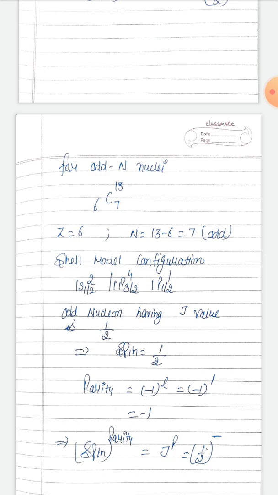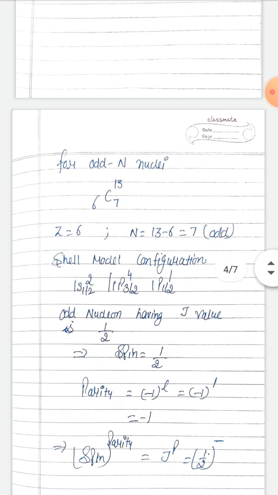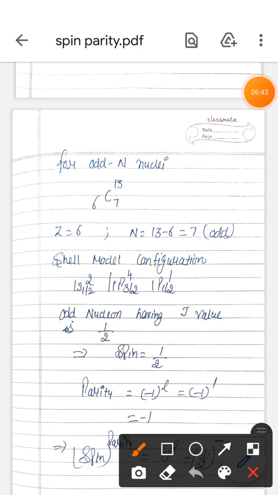So in this case we have to write the shell model configuration for the odd number of nucleons, that is for the 7 neutrons. So the shell model configuration will be 1s1/2 squared, 1p3/2 to the power 4, 1p1/2 to the power 1. Now look at the last one. The last one is the odd nucleon configuration, that is 1p1/2 to the power 1, so this is odd.